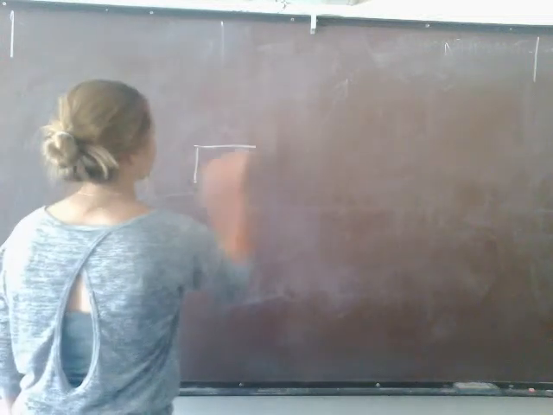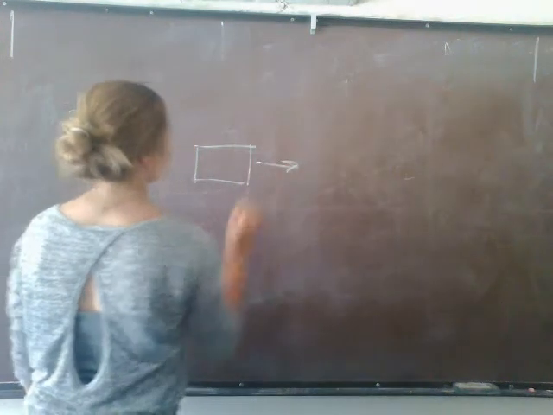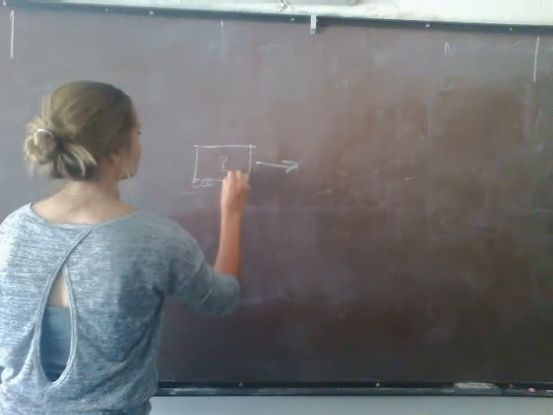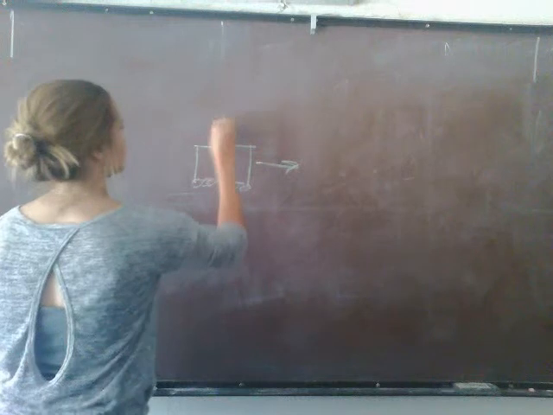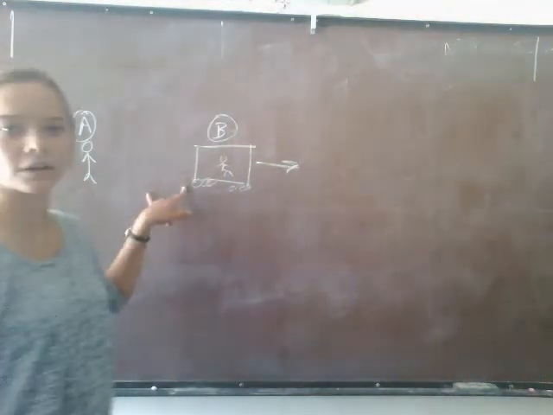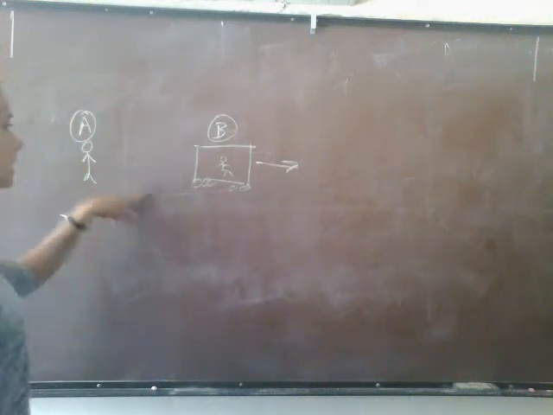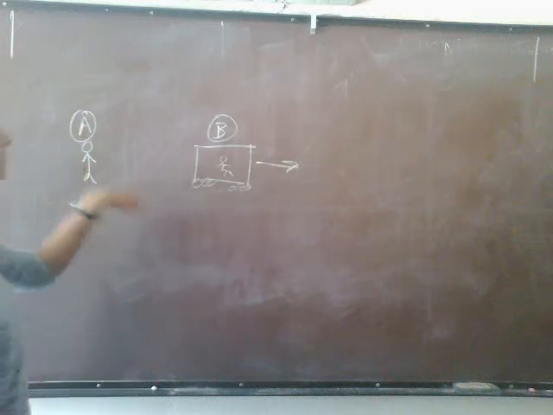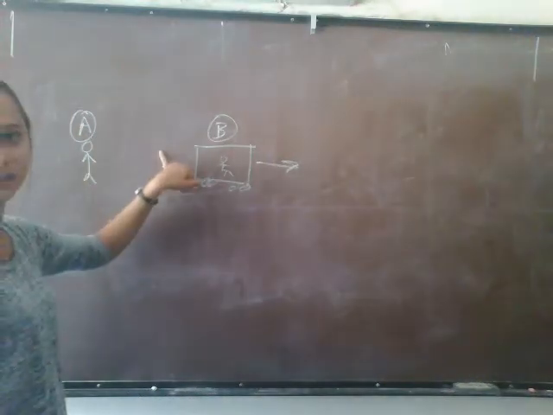Now, we also have a train moving away from them with another person called B in that train. These are two different inertial frames of reference because the velocity within these systems is constant. There's nothing changing. So, A and B are going to view things differently.